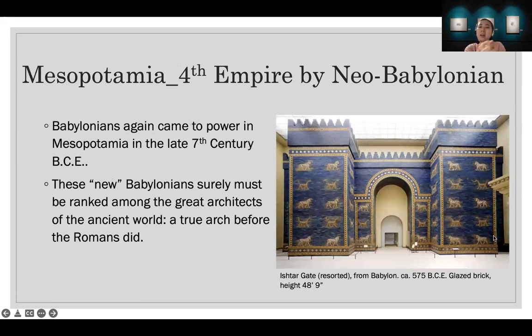The last empire: the Neo-Babylonian. Babylonians again came to power in Mesopotamia in the late 7th century BCE, and they formed a kingdom now called the Neo-Babylonian. These Neo-Babylonians surely must be ranked among the great architects of the ancient time. They developed a true arch like this, a beautiful arch, before the Romans did, and were masters of decorative design for architecture.